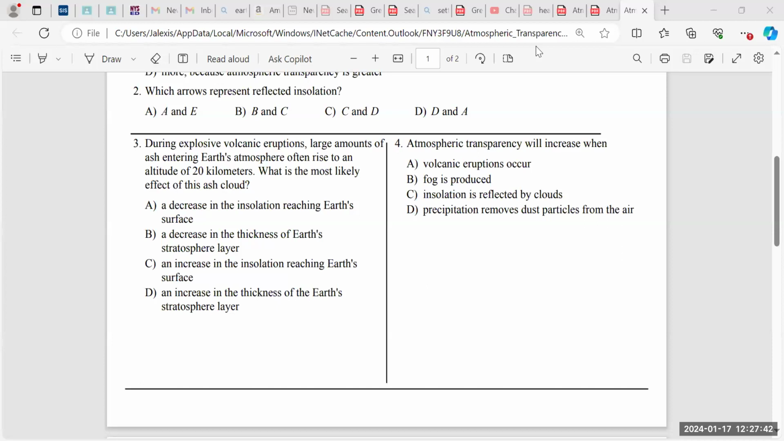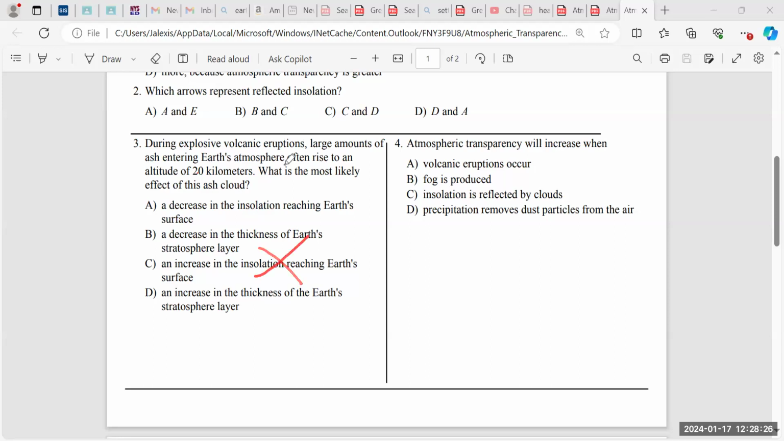All right, number three says, during explosive volcanic eruptions, large amounts of ash entering Earth's atmosphere often rise to an altitude of 20 kilometers. Keep that in mind. What is the most likely effect of this ash cloud? Okay. So when I'm looking, it says a decrease. Let me see what options I can cross out. So when this ash cloud came in, I'm looking at some of these options. C, we can cross out.